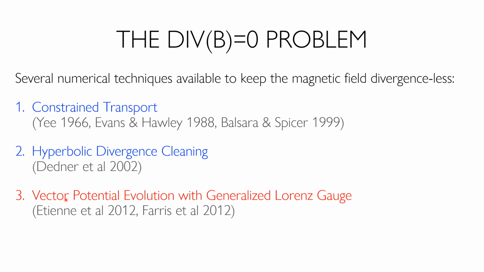When evolving the vector potential, of course, you have the gauge freedom. You can choose any gauge. And the gauge that is typically used is called the generalized Lorenz gauge that is introduced in the paper by Etienne and collaborators and Paschalidis and collaborators.